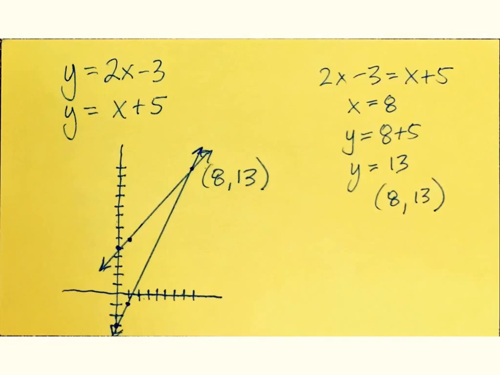We also learned that we could solve this system of equations using substitution. So I substituted 2x minus 3 in for y right there. So I have 2x minus 3 equals x plus 5. If I subtract x and add 3 to both sides, I get x equals 8. I then take that solution, plug it back into either one of the two original equations. I plugged it into the bottom one. 8 plus 5 is 13, so my solution using substitution is 8, 13.